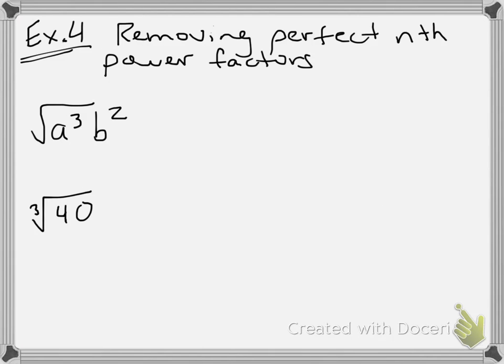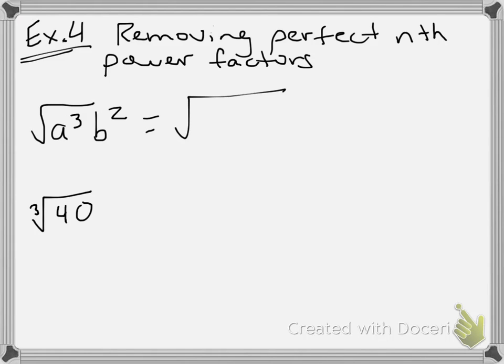Alright, example 4. Now we're removing perfect nth power factors. So we're just reducing now when we have specifically exponents and such. So the first example, square root of a cubed times b squared. So let's rewrite this because we're dealing with squares. So we want to rewrite that a cubed so we can pull out pairs of a, or a squares, basically.